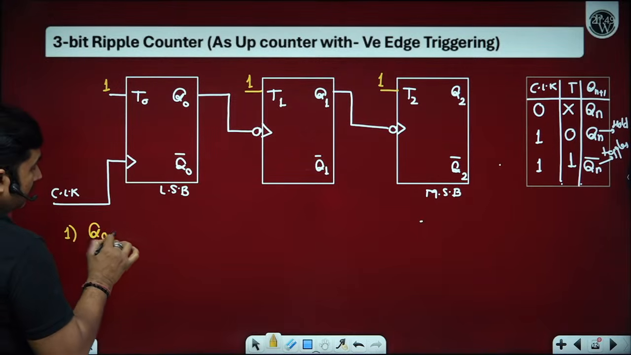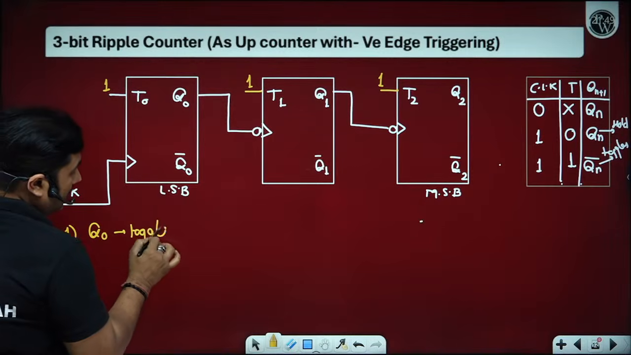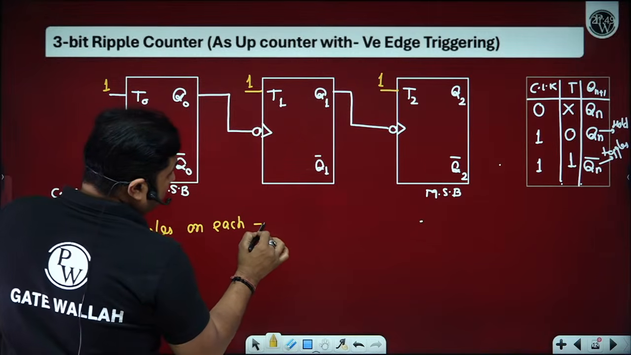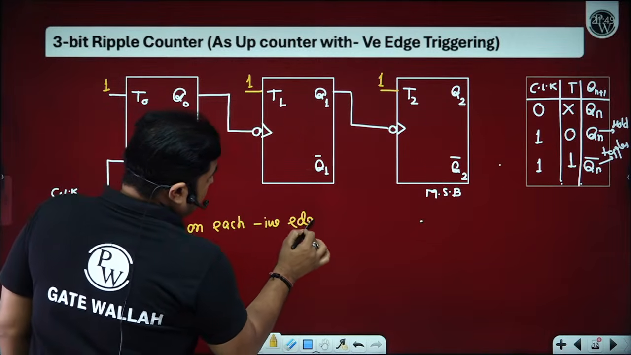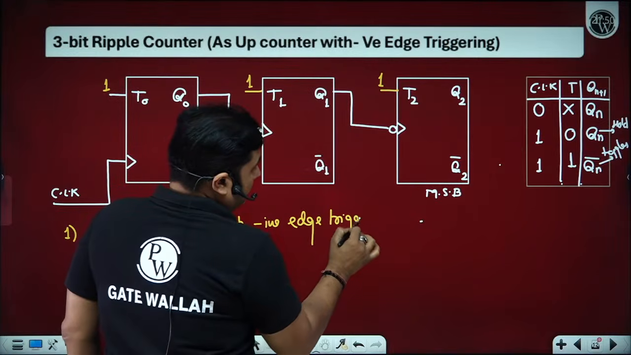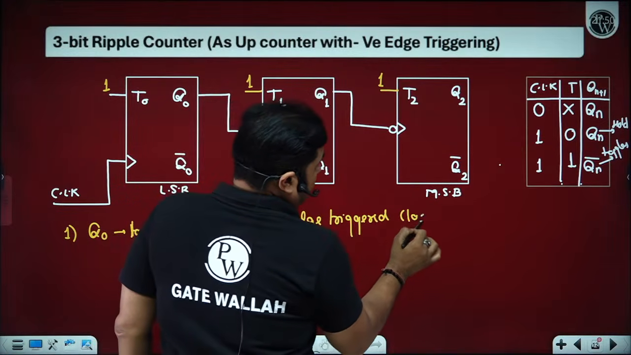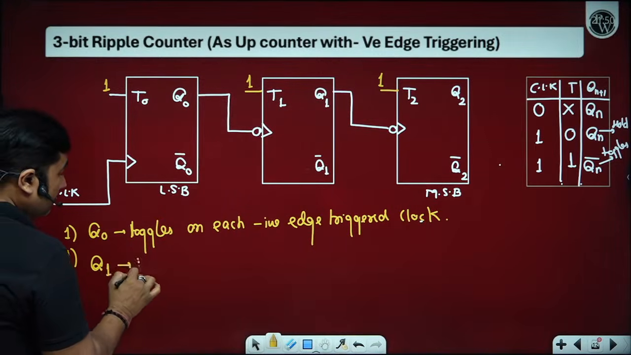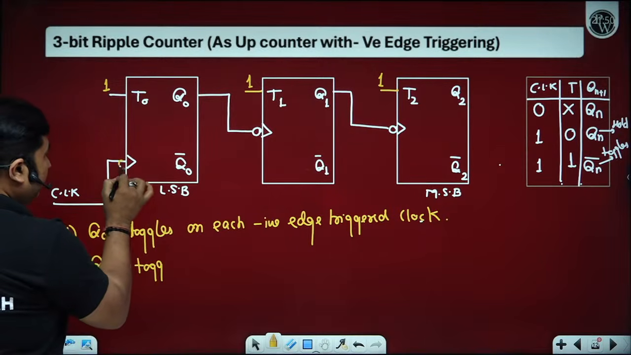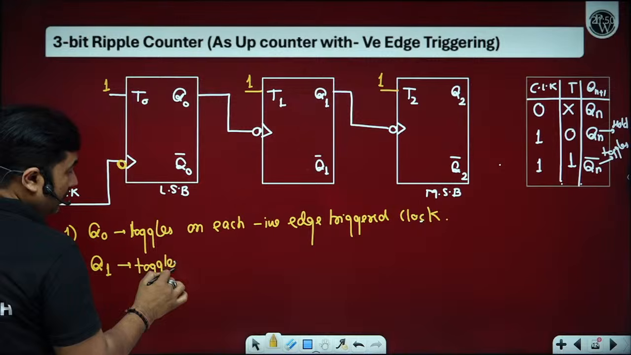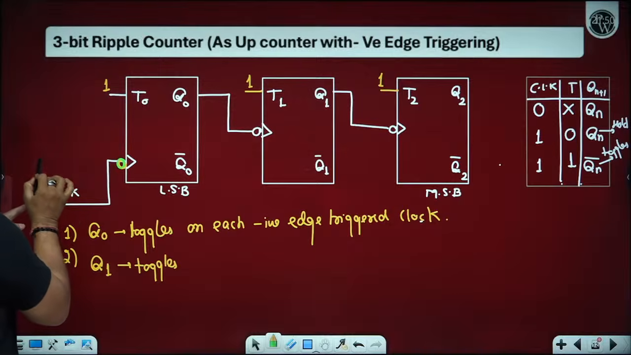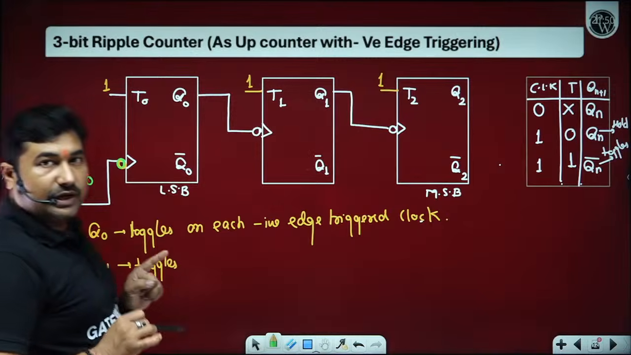Q0 toggles on each clock pulse, each negative edge triggered clock. Second, Q1 toggles. We have negative edge triggering. Q1 toggles. What is the meaning of negative edge triggering, beta ji? Negative edge triggering means whenever the clock changes its level from 1 to 0. Is it okay? Yes, sir.